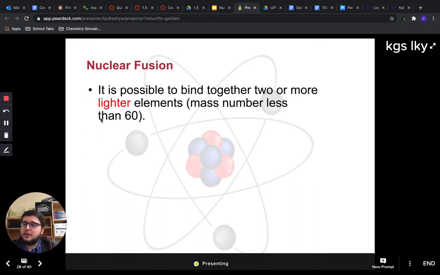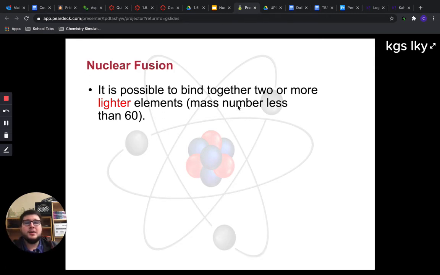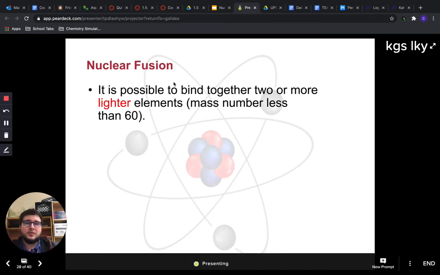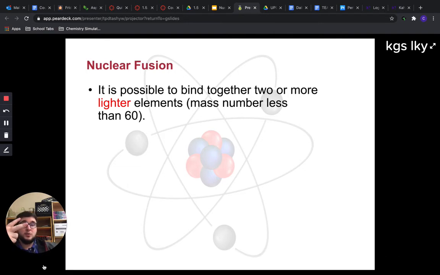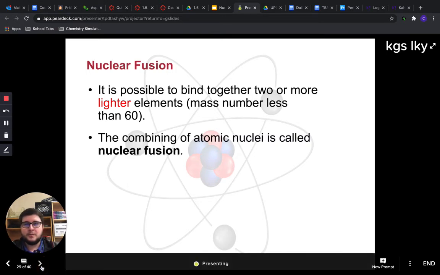But we're going to go ahead and talk about the next reaction type, which is nuclear fusion. Instead of splitting one atom into two, it is possible to take two atoms and combine them into one. Usually whenever you do that, you want to start with two very light elements that have mass numbers less than 60. It's easier to take two small ones and make a little bit bigger one than it is to take two big ones and make a gigantic one, because nuclei with very large numbers of protons and neutrons are very unstable and they won't stick around long.